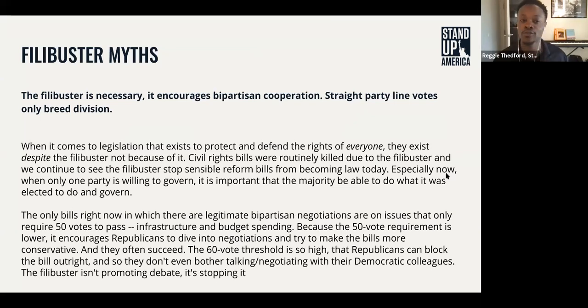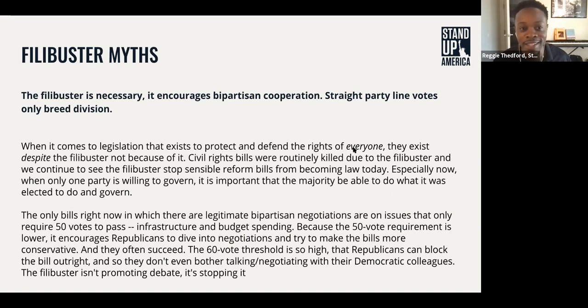Okay, so let's bust some filibuster myths here. Some may say the filibuster is necessary. It encourages bipartisan cooperation. Straight party line votes only breed division. Now, when it comes to legislation that exists to protect and defend the rights of everyone, they exist despite the filibuster, not because of it. Civil rights bills were routinely killed due to the filibuster, and we continue to see the filibuster stop sensible reform bills from becoming law today, especially now.